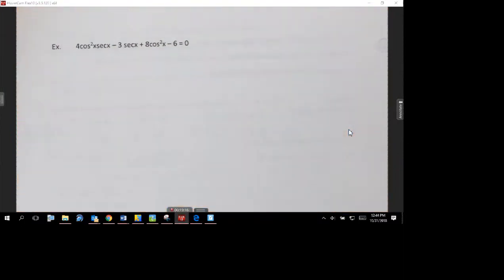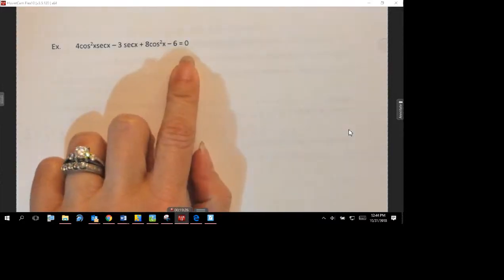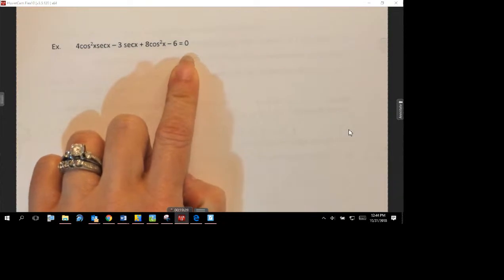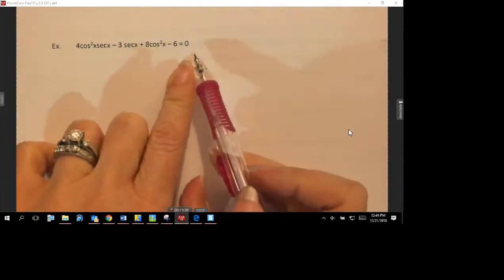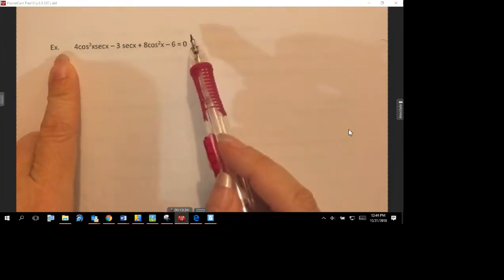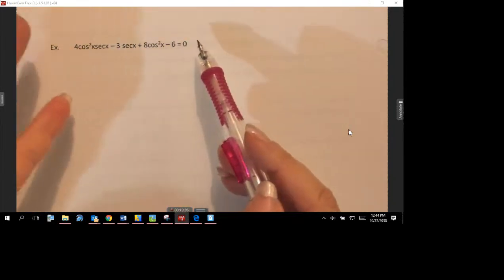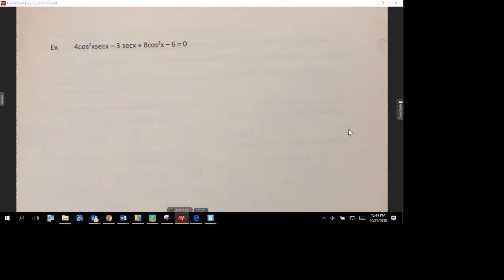Okay, so by factoring, you have to have it set equal to 0, which this one is, check. So after it's set equal to 0, we have to determine if there is a greatest common factor. But in order to do that, you have to be able to see each term separately. How many terms are there?